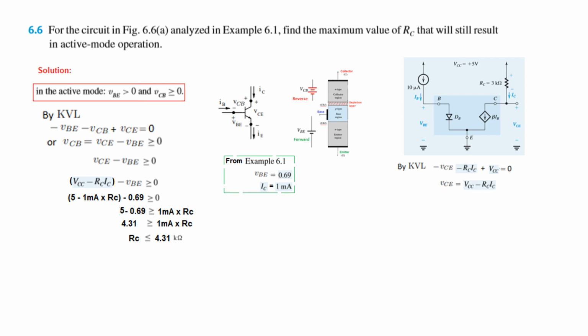In example 6.1, we had taken RC to be 3 kilo ohm, but we now find out that up to 4.3 kilo ohms, this circuit will remain in the active mode. I hope this gives you an idea as to how to solve this type of problem.